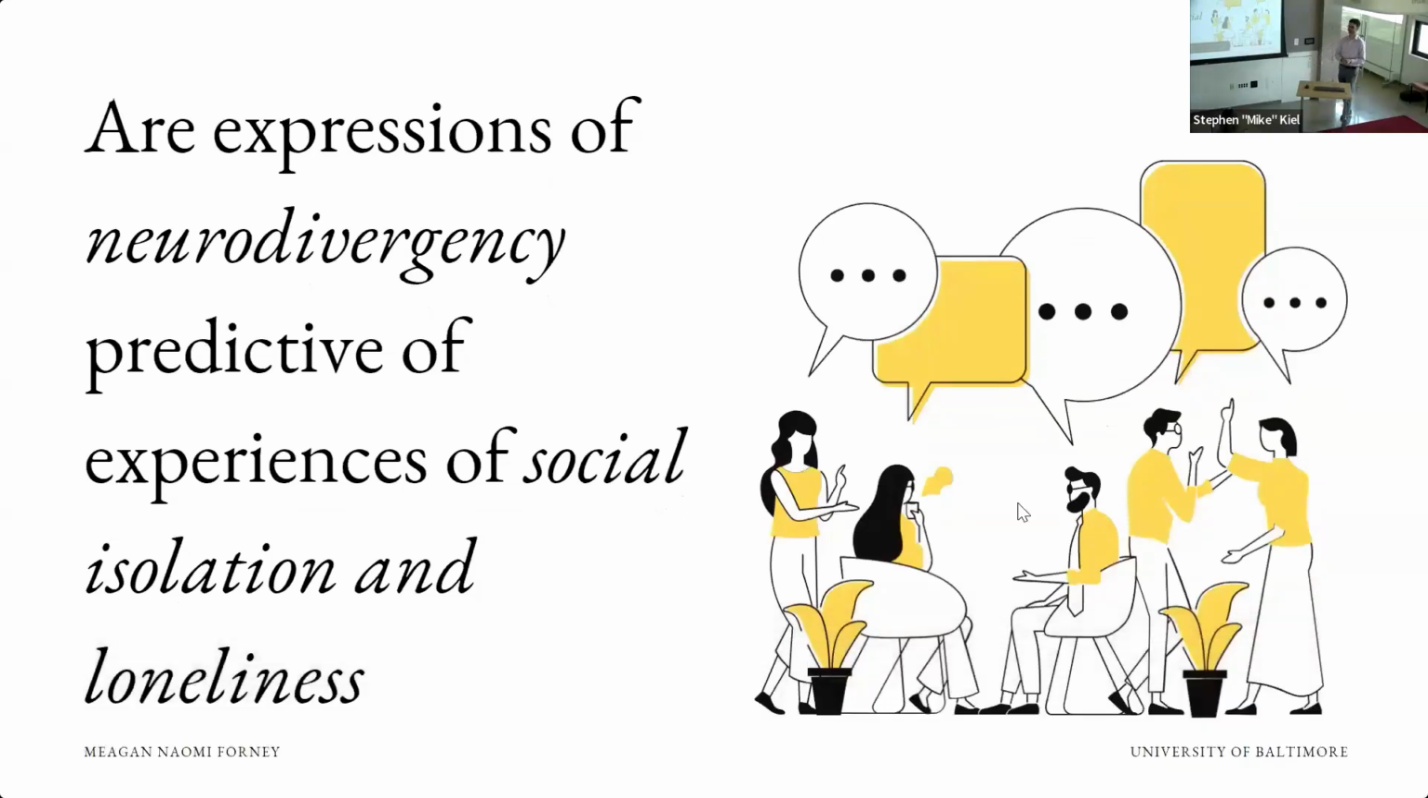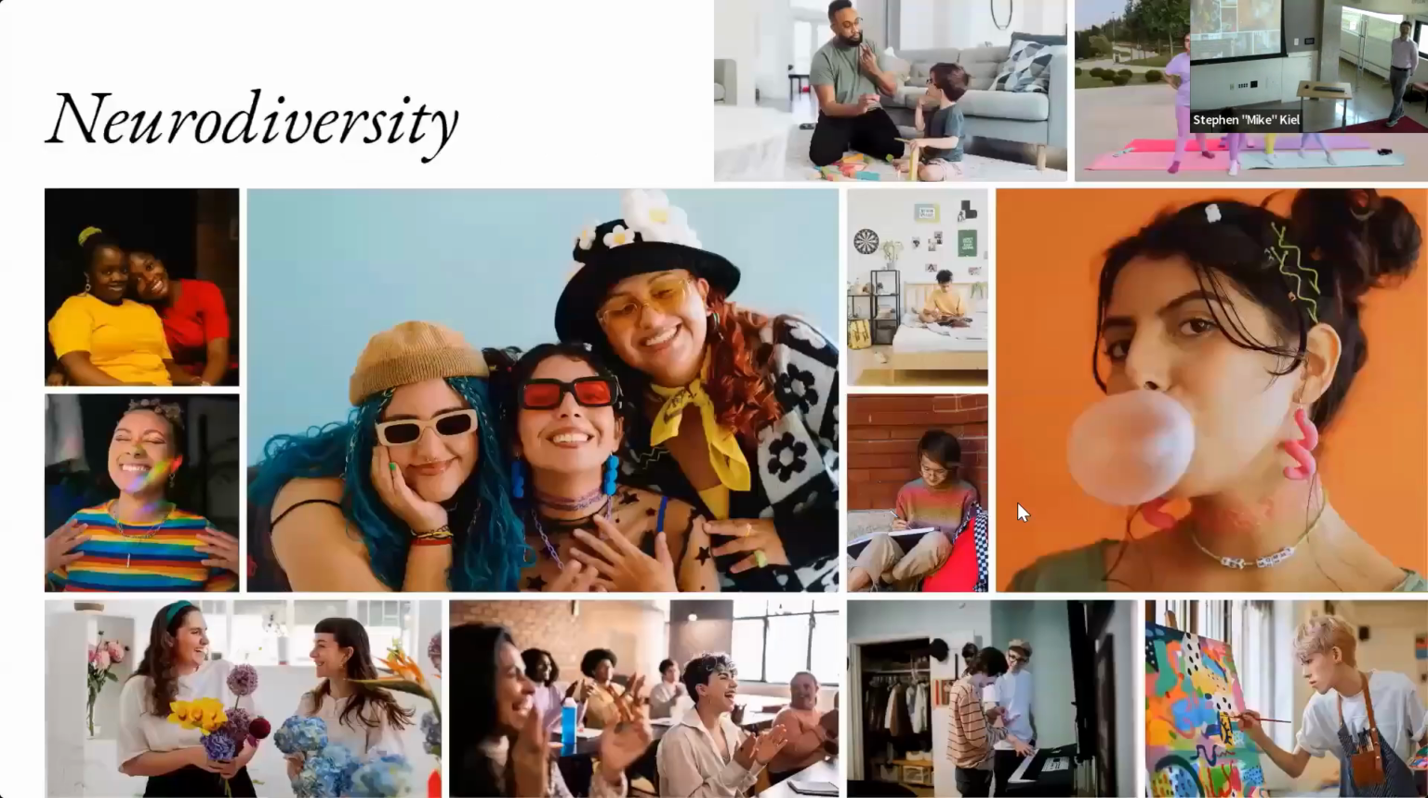My presentation is on my research study, Are Expressions of Neurodivergency Predictive of Experiences of Social Isolation and Loneliness? If you break down the term neurodivergent, neuro is a prefix that refers to the nervous system, while divergent suggests something is differing from what is considered normal. When those two words are put together, neurodivergent describes individuals whose brains differ from societal norms. In comparison, the term neurotypical describes individuals whose cognitive functions do not differ from what is considered normal.